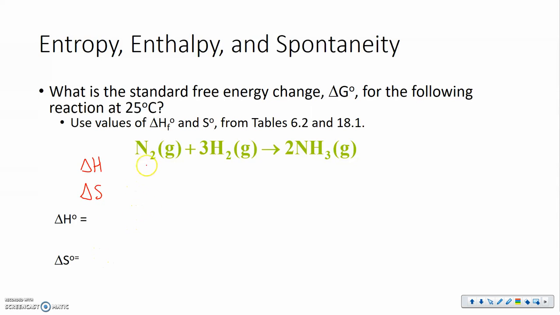So let's see, our enthalpy for N2 is 0. This is 218 times 3, because we have 3 of them. And we have negative 45.9 times 2. And then our entropy is 191.5 for N2, 3 times 130.6, and then 192.3 times 2.